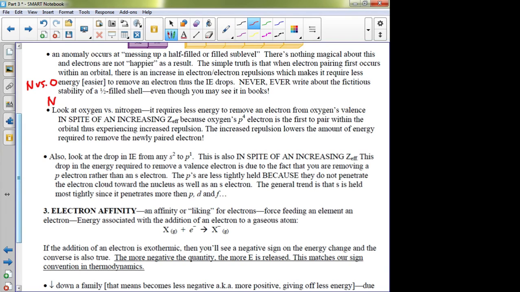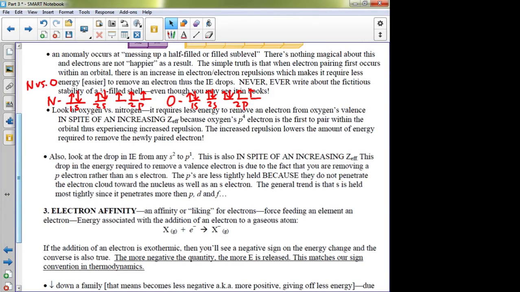So let's talk about nitrogen. When I draw out nitrogen, it's 1s2, 2s2, 2p3. Okay? So there's my nitrogen. When I draw out oxygen, it's 1s2, 2s2, 2p4. 1, 2, 3, 4. Because it has a down arrow, it's not stable. All right. This right here, oxygen has a paired electron in one of the suborbitals of the p orbital.